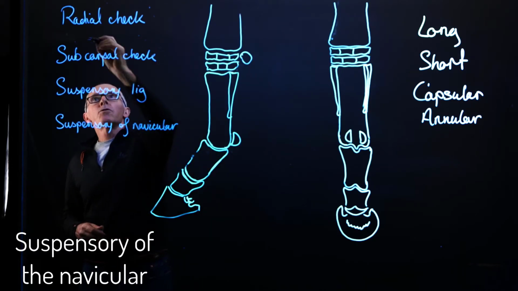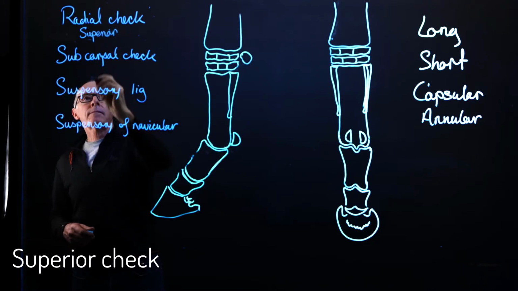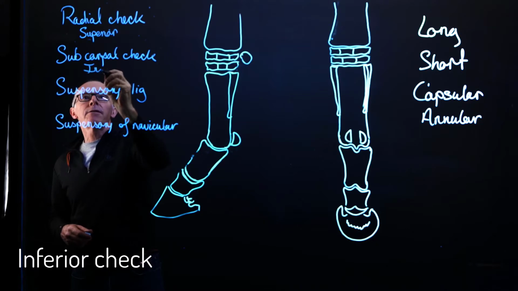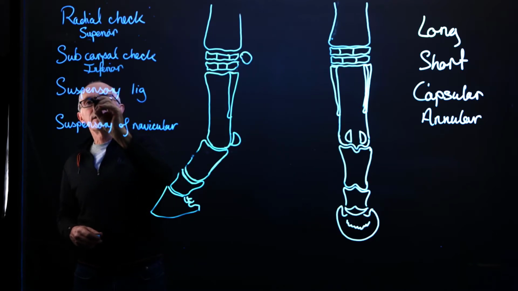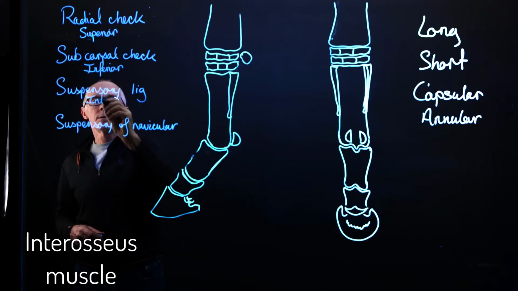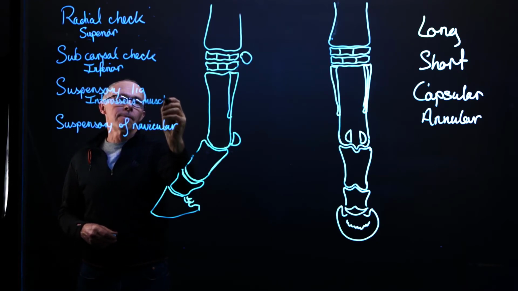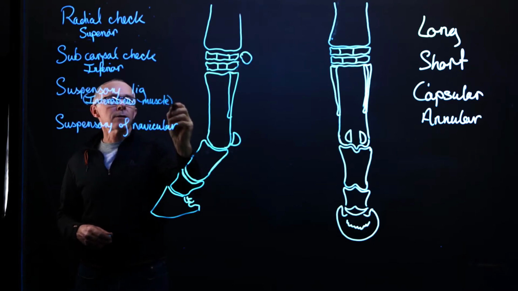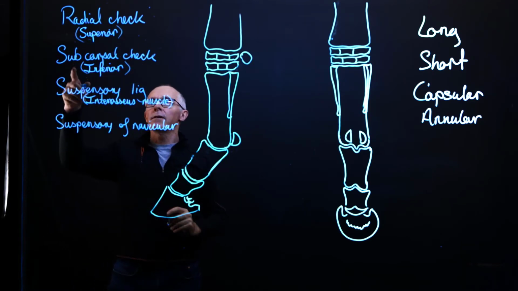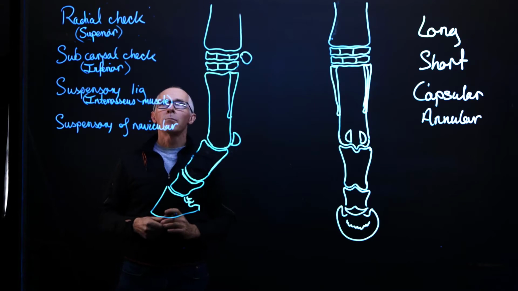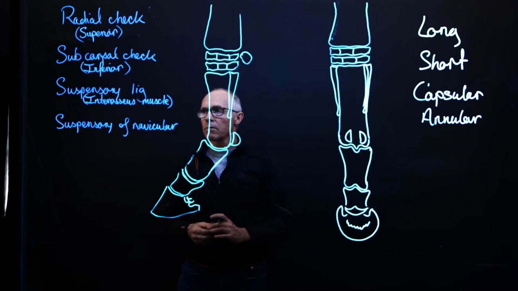So the radial check is also known as the superior check. The subcarpal is also known as the inferior. The suspensory is also known as the interosseous muscle. I'll put those in brackets, because the American books, for the most part, use the radial check, the subcarpal check, the suspensory ligament. British books may use superior check, inferior check, or interosseous muscle for the suspensory.